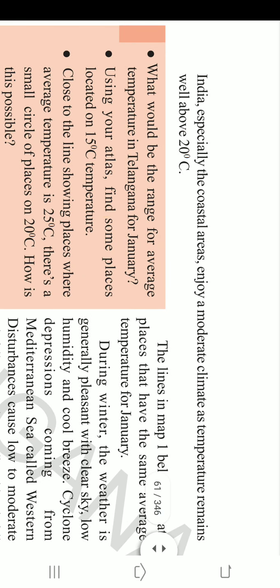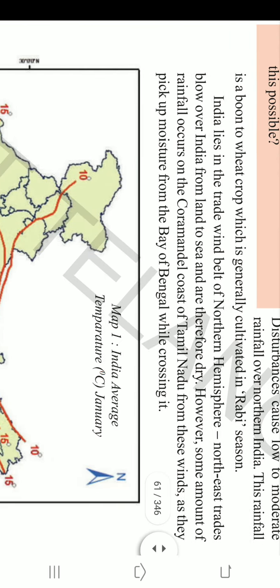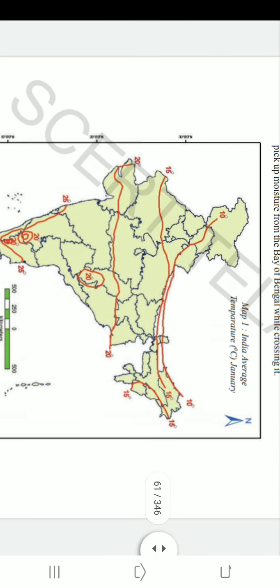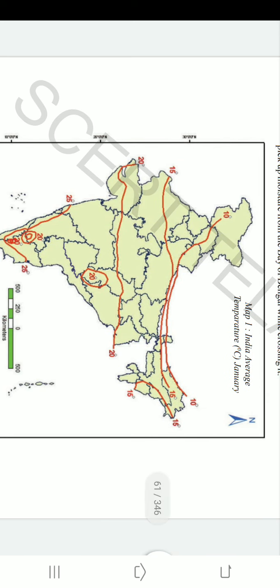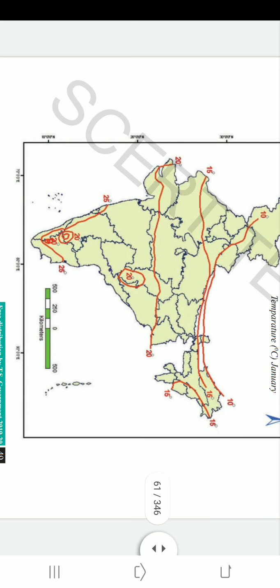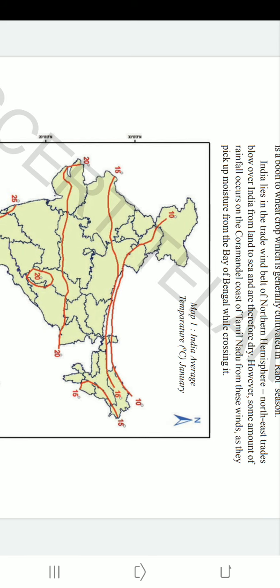So here there is a map. It tells how the temperature is in the winter season. Look at this map, my dear students. This is an Indian map showing temperature in the winter season. Can you find anywhere the temperature is above 25? Not there. So throughout India, the temperatures are very low.